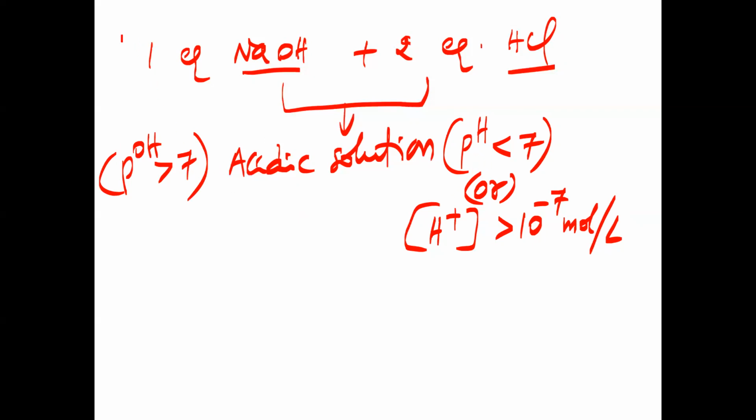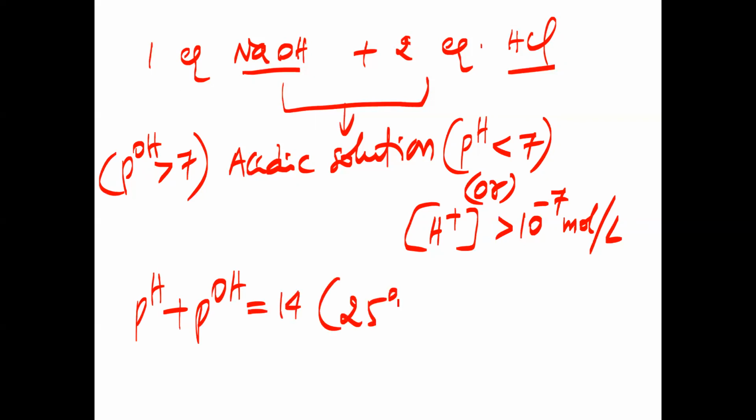Why? I told you that pH plus pOH must be equal to 14. At what temperature I told? 25 degrees Celsius. At this temperature, pH value plus pOH value must be equal to 14. So whenever pH is less than 7, pOH must be greater than 7. That point keep in mind.